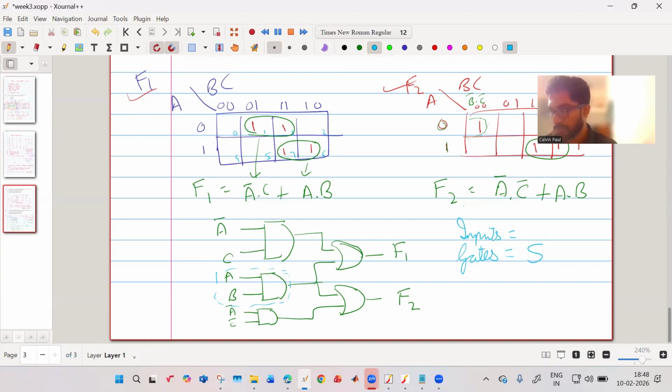6. Hmm. What about others? Okay. So there are actually 10. See, this is an input, this is an input, this is an input, this is an input, this is an input, this is an input. Then this is also an input. This is also an input. This is also an input. This is also an input. So there are totally 10 inputs. Okay. So your total cost is the number of inputs plus the number of gates. So that is 10 plus 5. That is equal to 15.